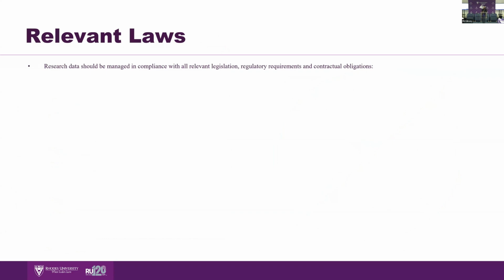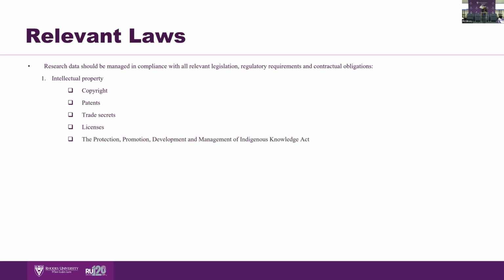Now let's look at the relevant laws. There are different categories of laws, so I've just lumped them together or segmented them. Firstly, you have the intellectual property laws that have to be considered. So you have to look at your copyright laws, patent laws, trade secrets, in some cases licenses, as well as the Protection, Promotion, Development, and Management of Indigenous Knowledge Act. So within the context of South Africa, one could argue that they've taken the CARE principles very seriously. That's not what influenced the legislation, but in South Africa, there is a piece of legislation that covers the manner in which indigenous knowledge is to be treated and protected.